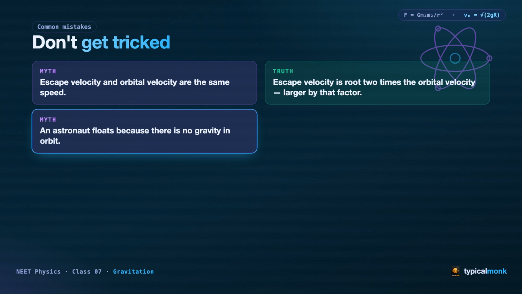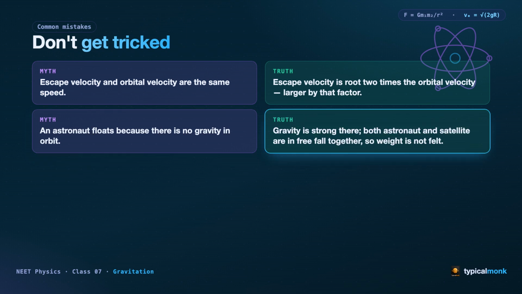Myth 2. An astronaut floats because there is no gravity up in orbit. So high above the Earth, surely gravity has run out? The truth. Gravity is strong there, nearly as strong as on the ground. Both the astronaut and the satellite are falling toward the Earth together in the same free fall, so the astronaut presses on nothing and feels no weight. Weightlessness is free fall, never the absence of gravity.